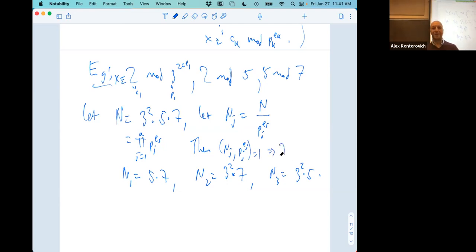So there exists u_j such that n_j times u_j is 1 mod p_j to the e_j. Okay, so u_1 is a number that needs to be 1 mod 9. 35, I need to multiply by something that's 1 mod 9. 35 is almost 36, and 36 is a multiple of 9. So -1. Negative 35 is 1 mod 9.